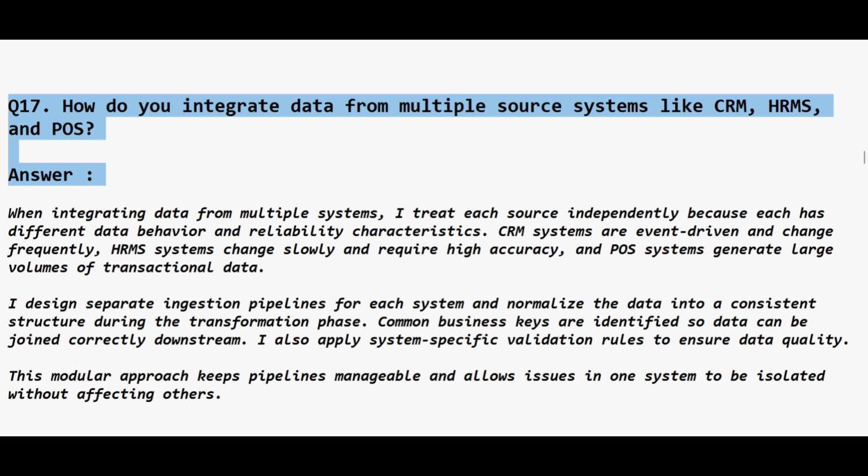I design separate ingestion pipelines for each system and normalize the data into a consistent structure during the transformation phase. Common business keys are identified so data can be joined correctly downstream. I also apply system-specific validation rules to ensure data quality. This modular approach keeps pipelines manageable and allows issues in one system to be isolated without affecting others.